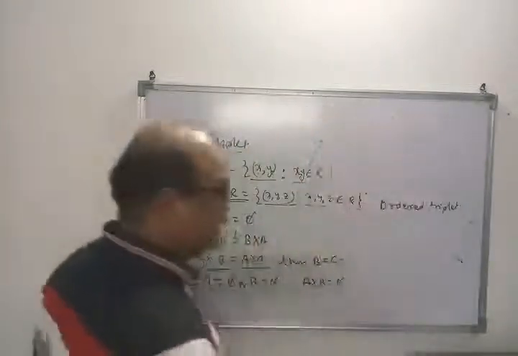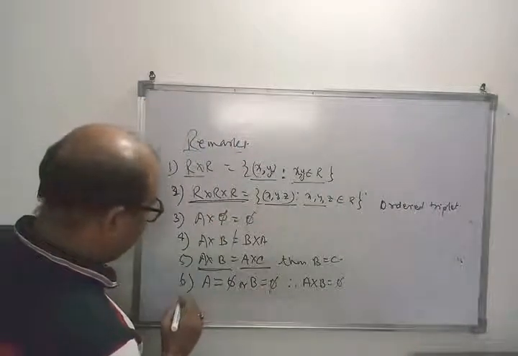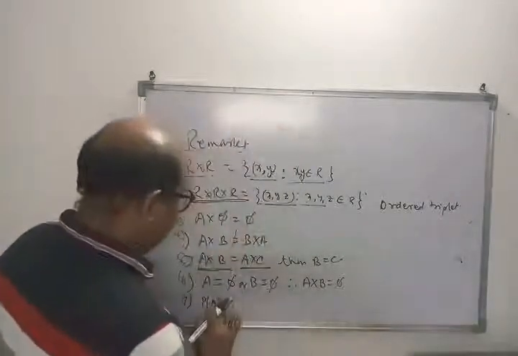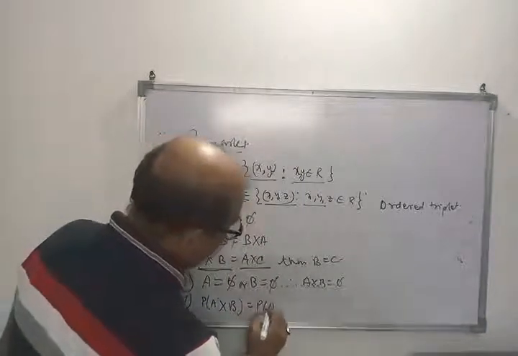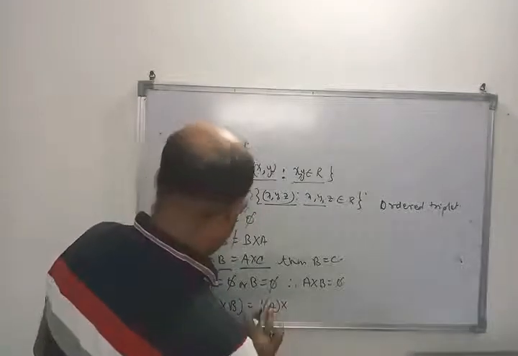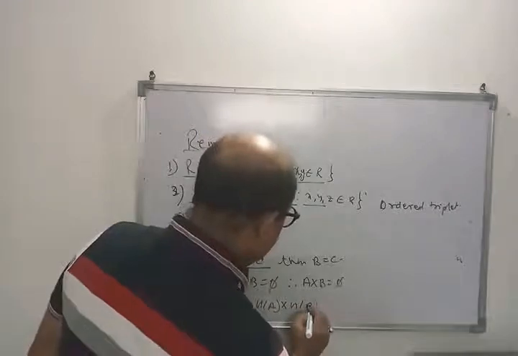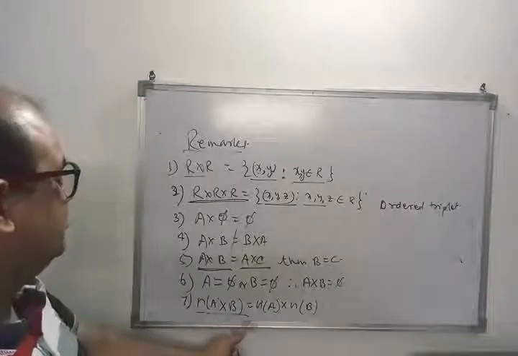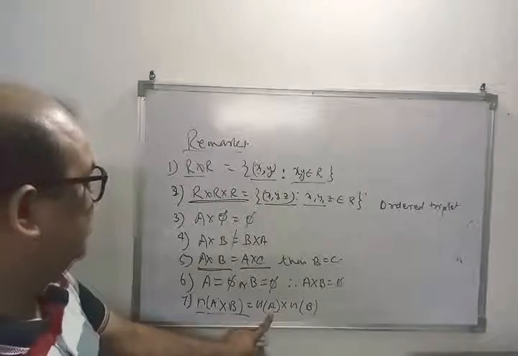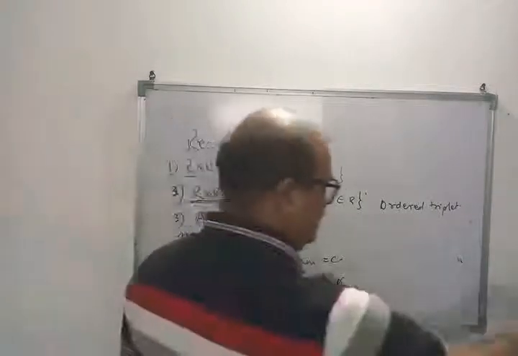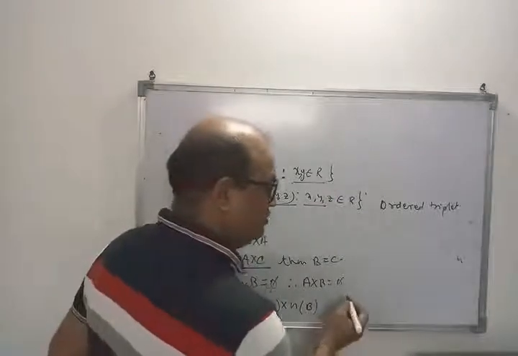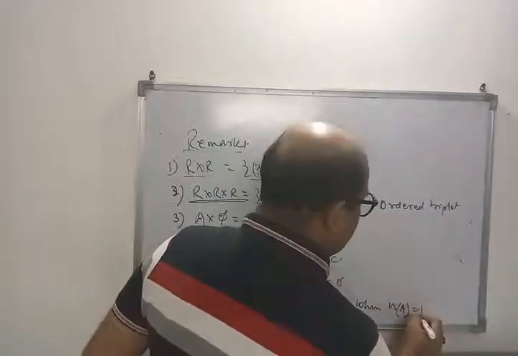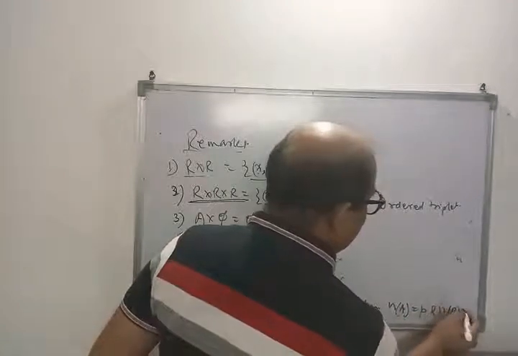Now, if A and B are finite sets, then n(A cross B) equals n(A) cross n(B), that is, the number of elements in A cross B equals the number of elements in A times the number of elements in B. If n(A) equals p and n(B) equals q, then n(A cross B) is pq.